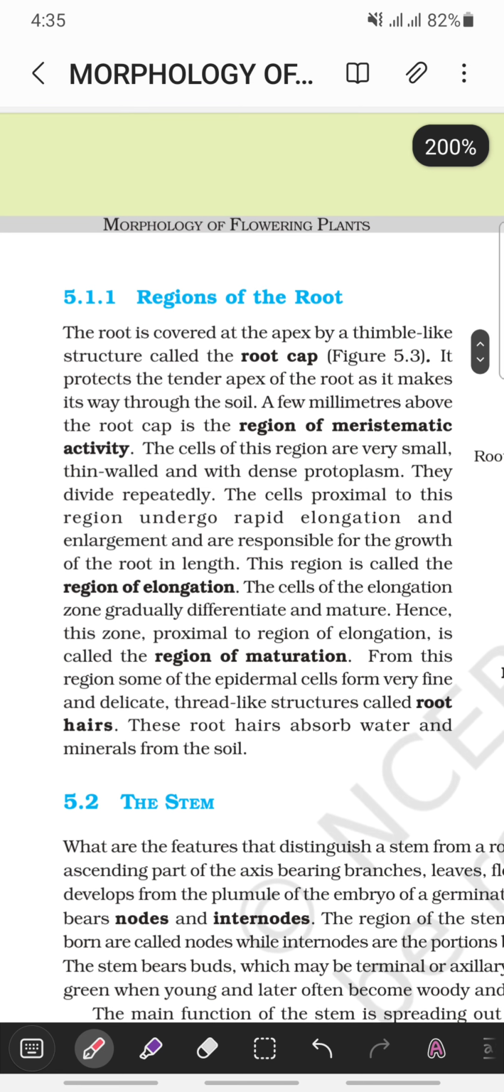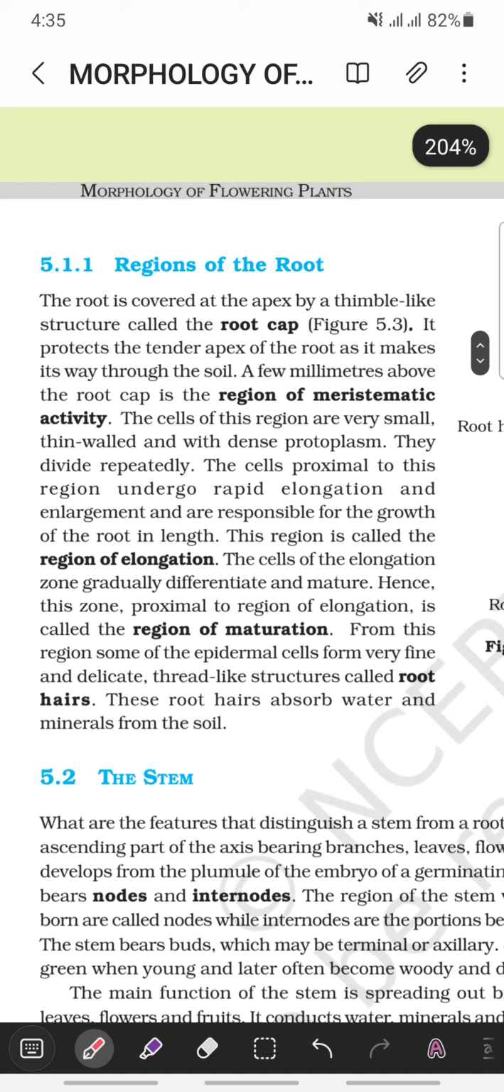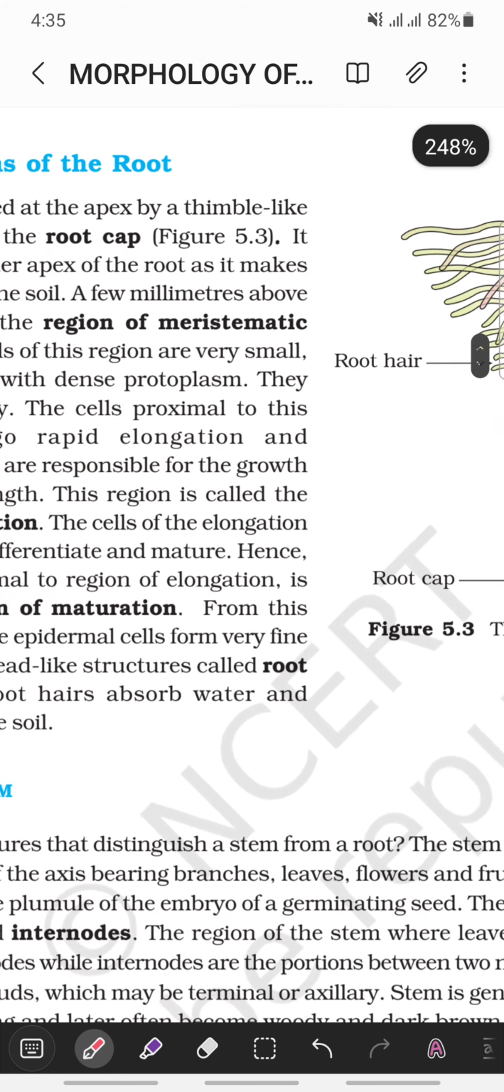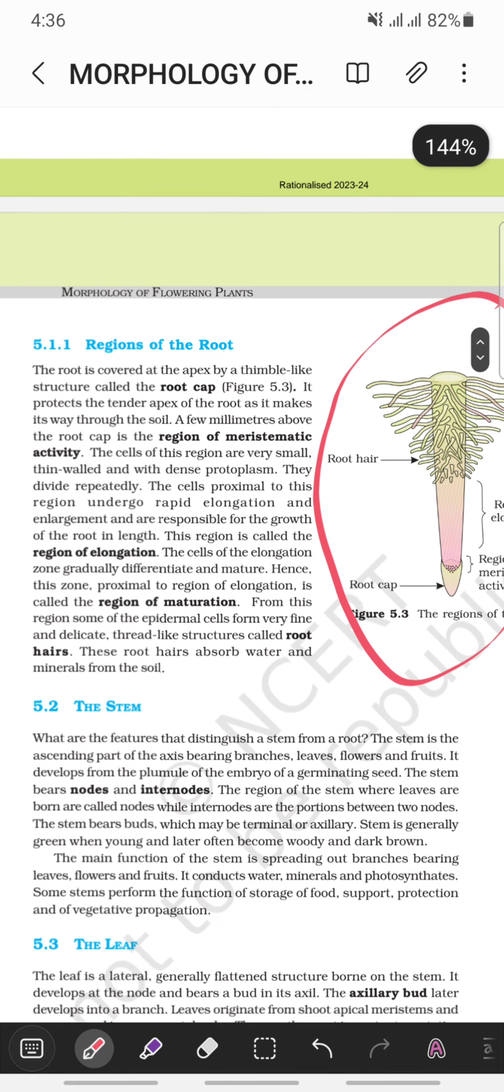Regions of the root. The root is covered at the apex by a thimble-like structure called the root cap. Figure 5.3. It protects the tender apex of the root as it makes its way through the soil. A few millimeters above the root cap is the region of meristematic activity. The cells of this region are very small, thin-walled and with dense protoplasm.